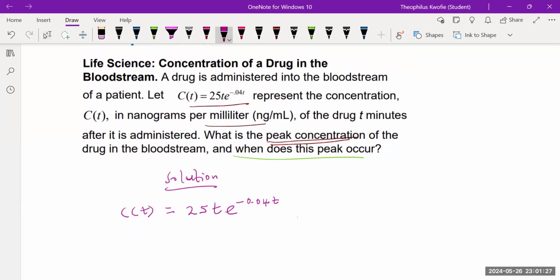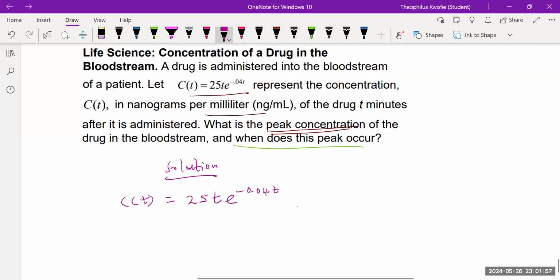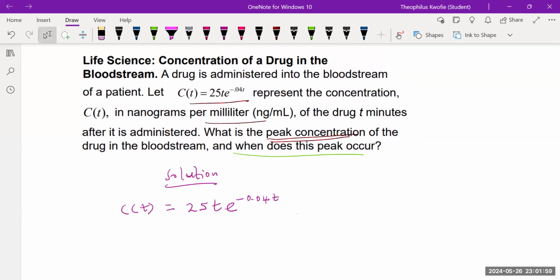All right, so now what is the peak concentration of the drug? The peak in this case is what? The maximum volume, the maximum concentration. Peak concentration can also mean the maximum number of drugs that is in the bloodstream. Okay, very good.